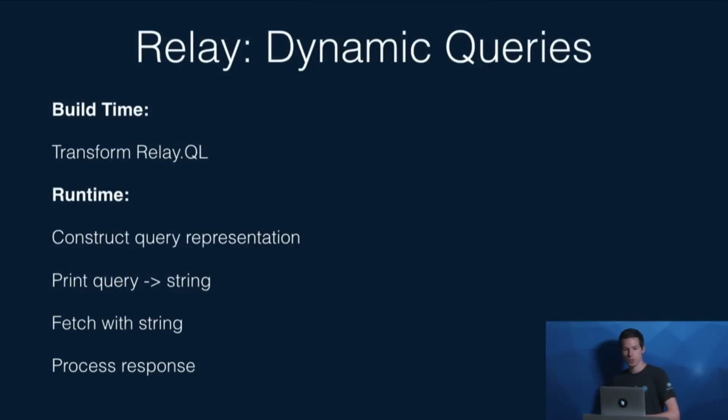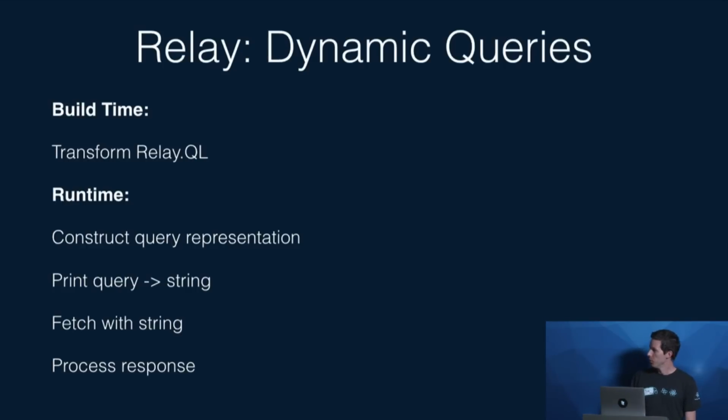So let's start with static queries and kind of compare them to what we have today, which is dynamic queries. So today, at build time, we transform those relay.ql tags into queries, as I showed before. And at runtime, we have to actually execute that function and do a bunch of work to construct a query representation for the entire tree. We then have to take that query object and convert it into a string in order to send to the server, which means we upload all of those bytes. And then we get the response back and process it into the store, and then we can render.